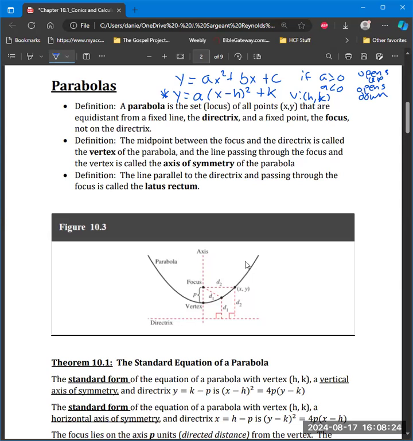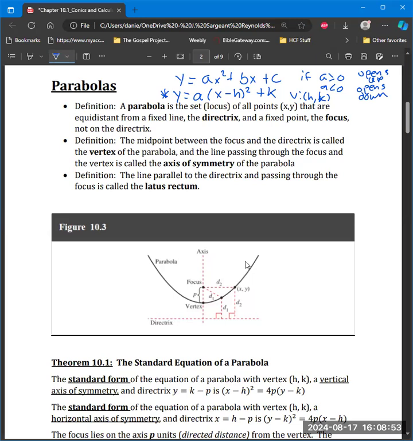There's a line passing through the focus and the vertex called the axis of symmetry. And you see in this picture that the right-hand side is a mirror image of what's on the left-hand side, and vice versa. There's symmetry about this line. That line is not necessarily the y-axis. It can be, but it will always be this line that passes through the focus and the vertex.